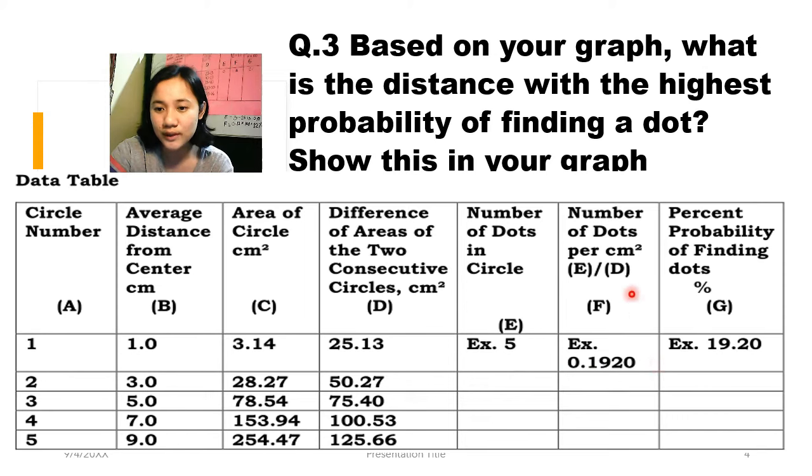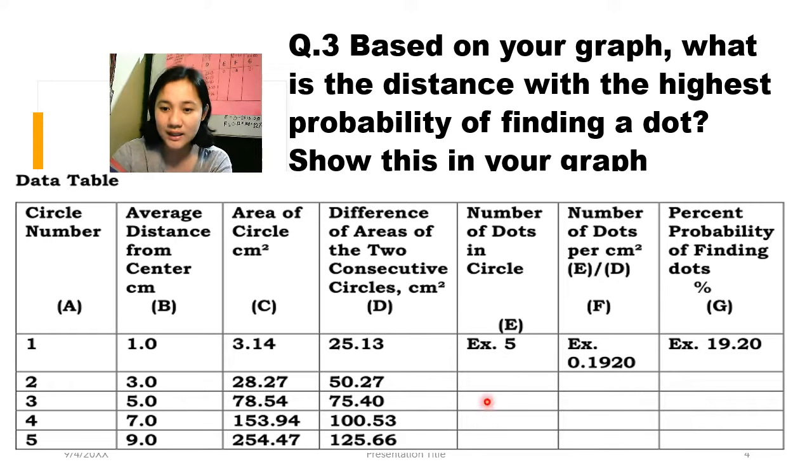Okay? So, to get the number of dots per centimeter sa F, okay, ang gagawin daw ay E divided by D. Okay? So, ano yung E natin? 5. And yung D ay, ito, given na yan again. So, 5 divided by 25.13 is 0.1920 or 1920. Okay? So, again, 4 significant figures yung kukunin natin, kaya 4 numbers yan. And then, para naman makuha yung percent probability of finding dots, ang gagawin lang ay F times 100. Okay, so kung anong sagot mo dito, times 100 lang. And ang sagot ay 19.20.